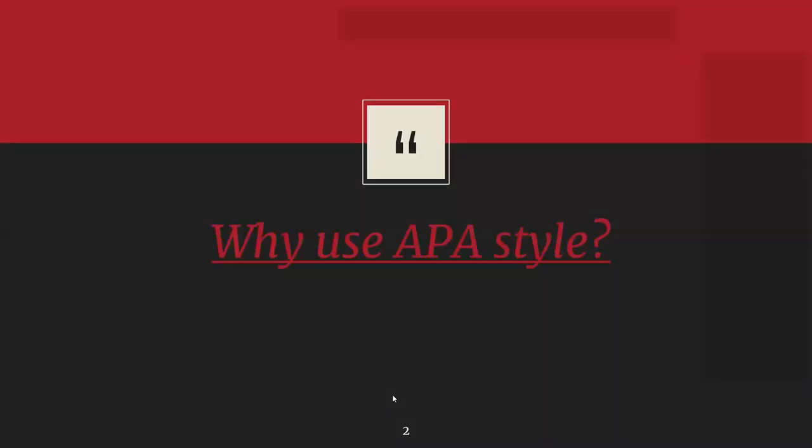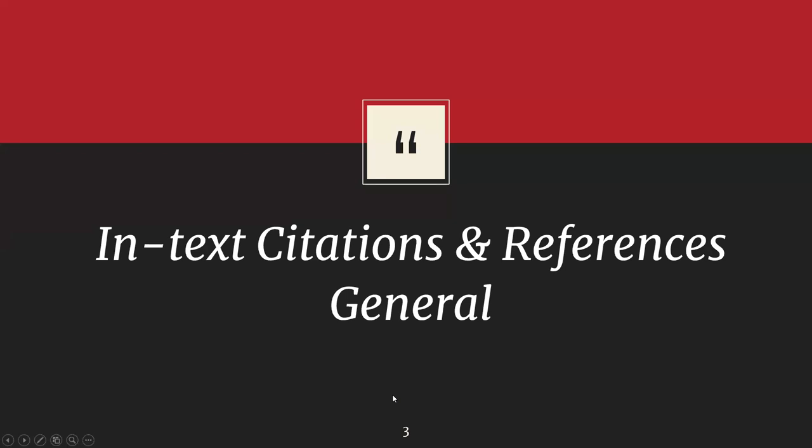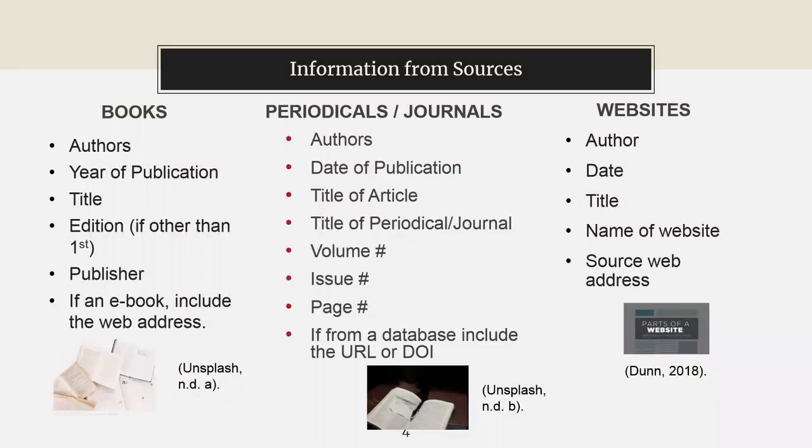Okay, now, next, what we're going to talk about are references and in-text citations, just some general information about those, okay? Now, I know that you're likely going to be doing a reference and in-text citation probably in your discussions also. So when you're using information, whether it be from books or periodicals or journals or websites, there's certain information that you need to look for in any format. It doesn't matter what the format is.